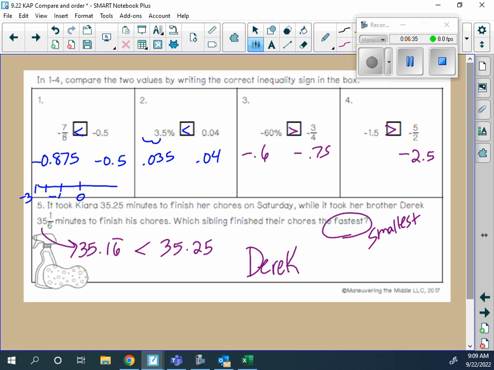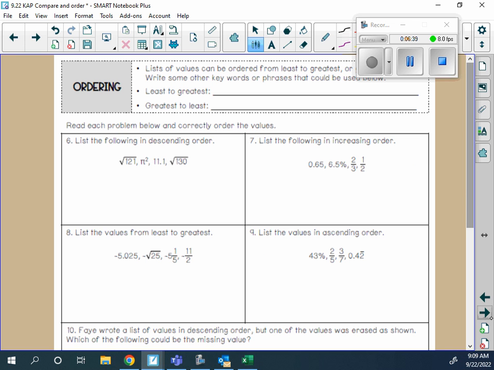All right. So sometimes you're going to see problems like this where there's only 2 things to compare, but more than likely you're going to have a list of things to compare in order. Okay. So it says a list of values can be ordered from least to greatest or greatest to least. Write some other keywords or phrases that you might see. So instead of the term least to greatest, what else could they say?